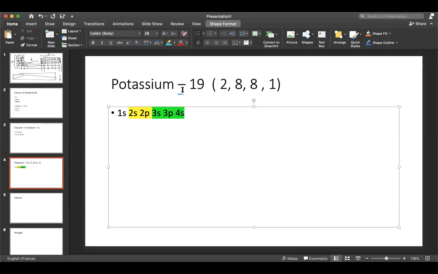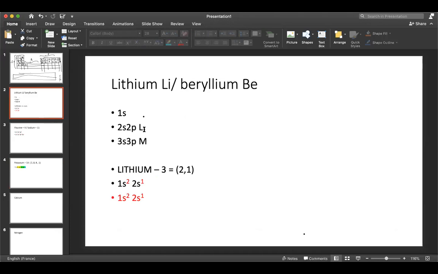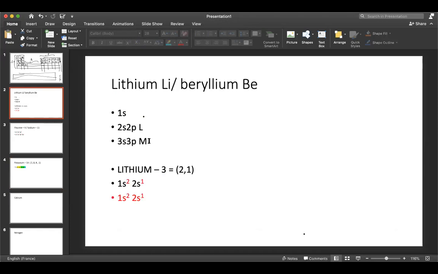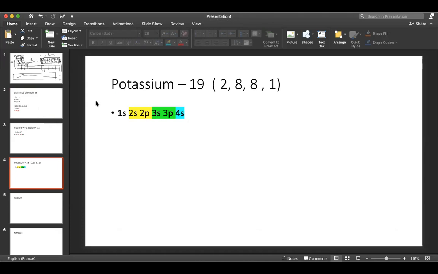4s. Okay, there's no 4p yet, but there will be 3d. I just want to make a point here. This energy level we are seeing here, the 2s 2p, is what we were calling our L. The 3s 3p is what we were calling our M. And the last one, which is 4s, is what we're going to be calling our N.